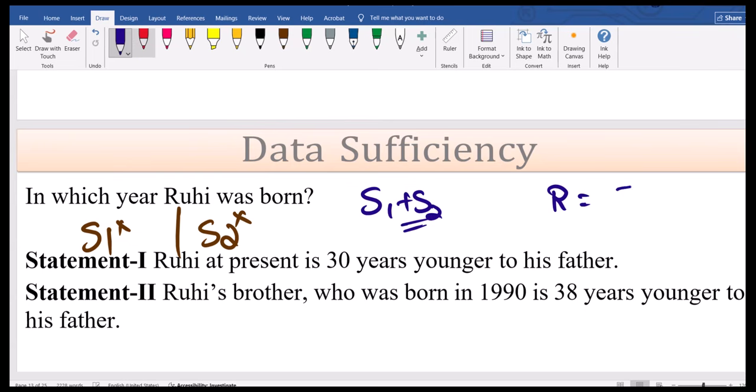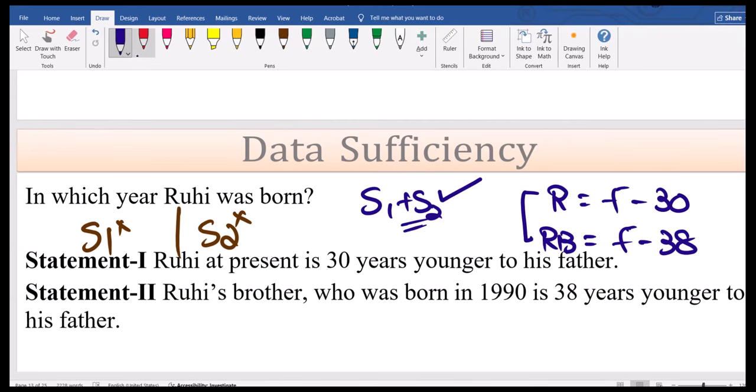Ruhi is 30 years younger than the father. Ruhi's brother is 38 years younger than the father. Right, then Ruhi and Ruhi's brother have an 8 year gap. So we can decide the date of birth here. As Ruhi's brother is 1990, we can decide. So yes, put together, we can answer.